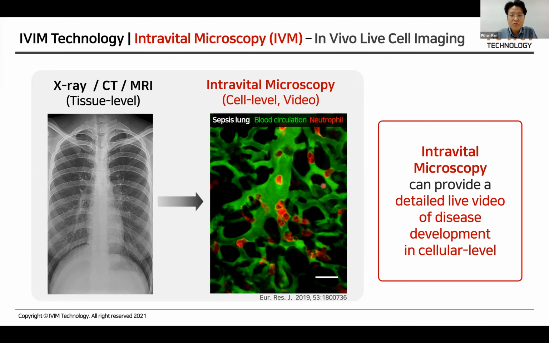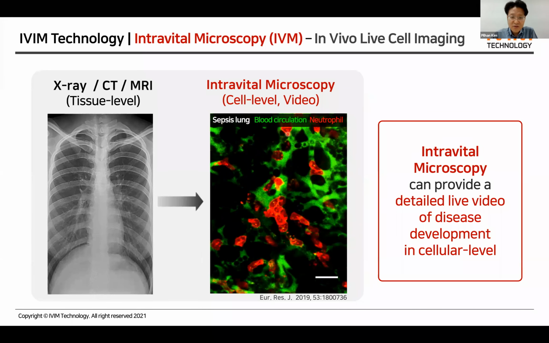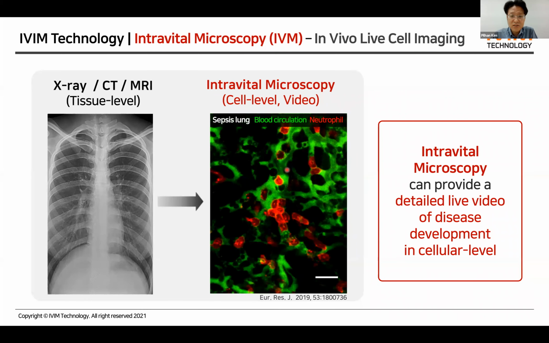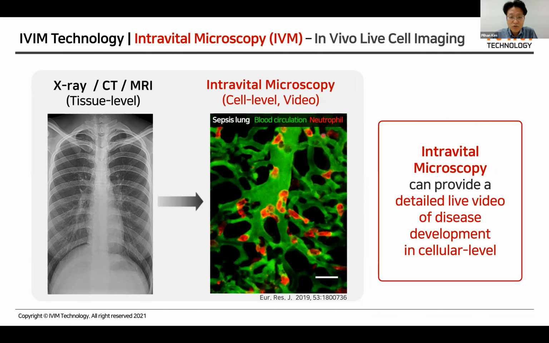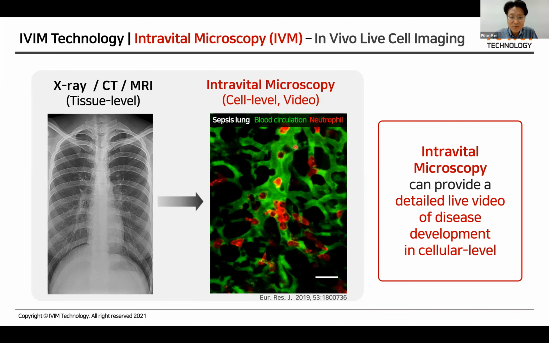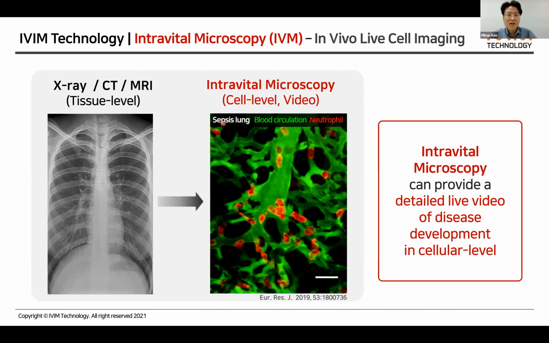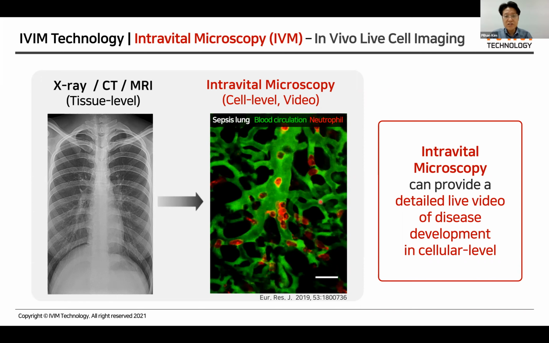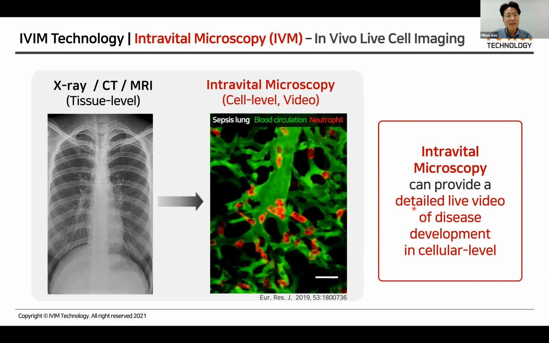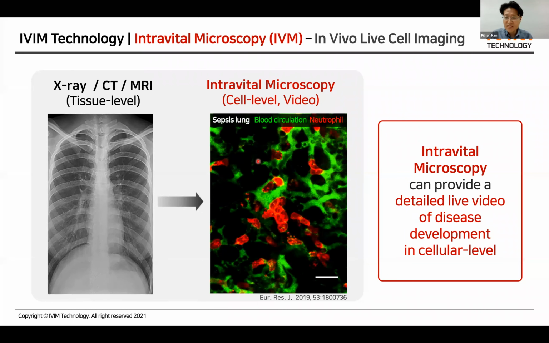In this particular example, what you are looking at is the lung of a sepsis animal model. In green, you are looking at the blood circulation, and in red, the neutrophils inside these blood vessels. This red neutrophil is making a cluster inside the blood vessel and disturbing the blood circulation in this sepsis mouse model lung. This is a good example to show that intravital microscopy can provide a very detailed live video of disease development, in this case sepsis, at the cellular level.